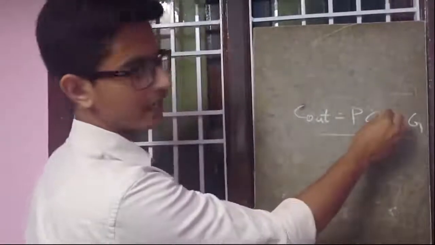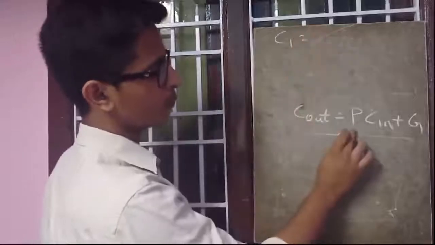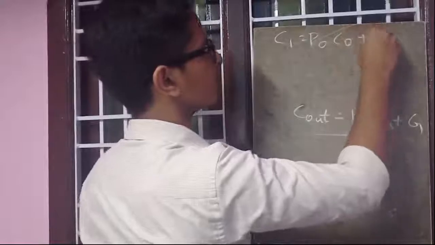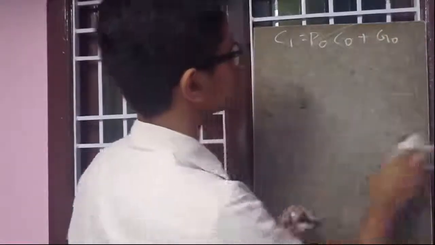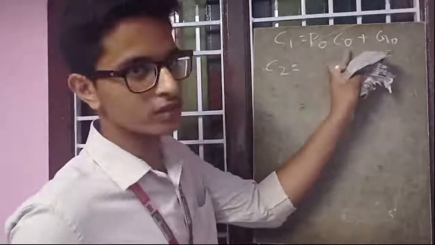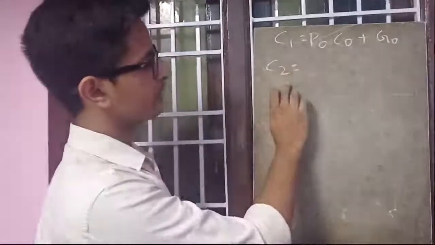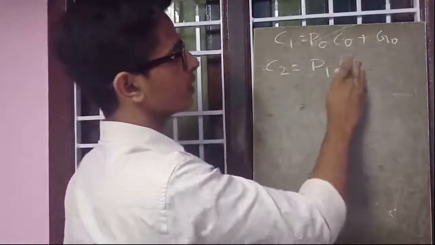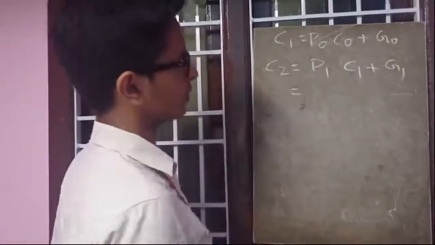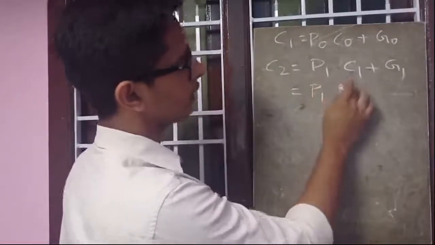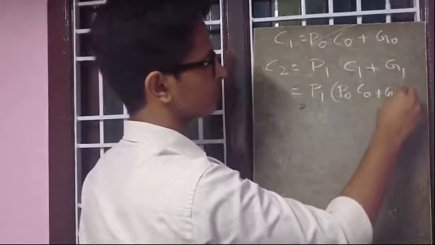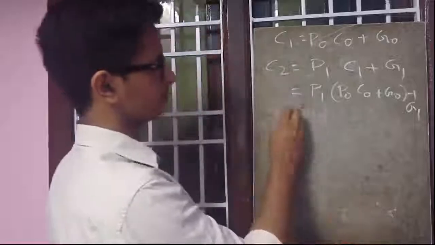So let us generalize the condition. C1 equals P0 C0 plus G0. Similarly, C2 equals P1 C1 plus G1, where C1 can be written from this expression as P0 C0 plus G0. So C2 equals P1 times (P0 C0 plus G0) plus G1.